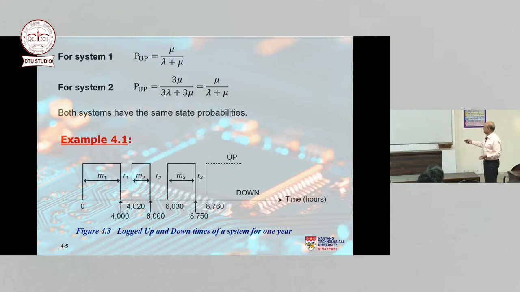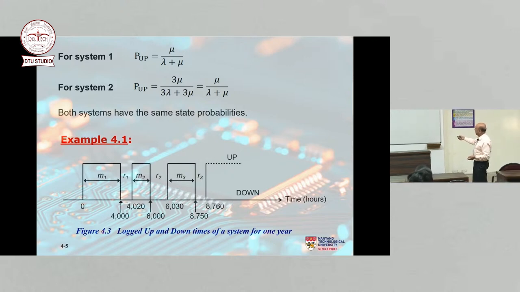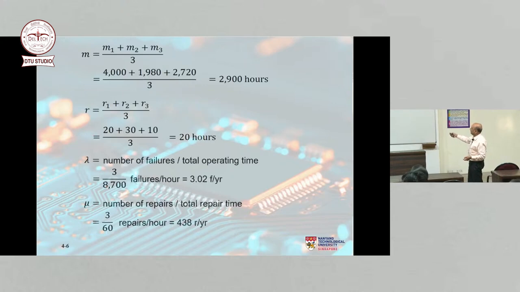So this is just a simple example showing you operating, failed, operating, failed, operating, failed, and the timings are given. Then we found the mean time to failure, M1 plus M2 plus M3, and the mean time to repair, R1 plus R2 plus R3. So we found that the lambda is 3.02 failures per year.